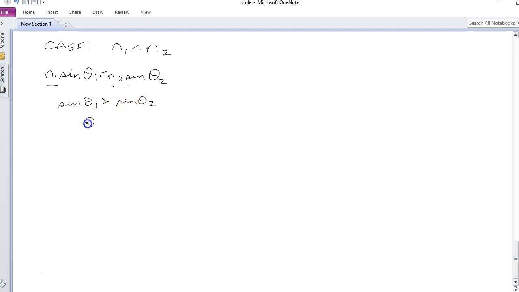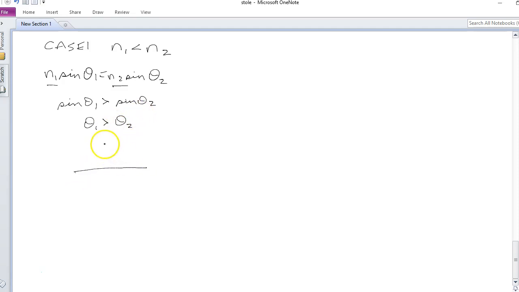If that's true, what does that tell us about the angles, theta 1 and theta 2? Again, just think between 0 and 90 degrees. So if sine theta 1 is bigger than sine theta 2, do I need greater than or less than here? I need greater.